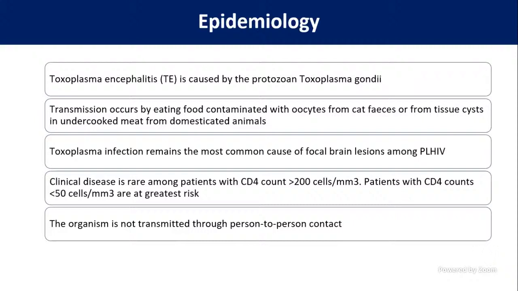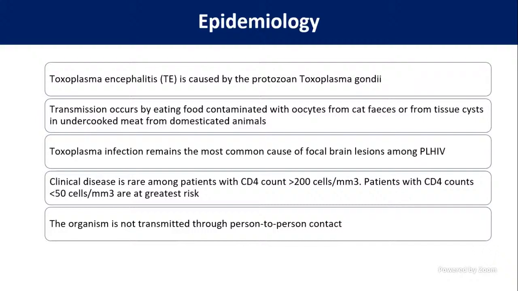It occurs by eating food contaminated with oocysts from cat feces, or from tissue cysts in undercooked meat from domesticated animals. So basically, it is a matter of food hygiene. It remains one of the most common causes of focal lesions in PLHIV after tuberculoma. I would put tuberculoma also very commonly seen in India. It is rare in patients with CD4 count more than 200, because you are initiating ART early in all patients, and you are also giving CPT prophylaxis below 350. So only patients with very low CD4 counts, less than 50, are at the greatest risk for developing toxoplasma, and it is not transmitted from person to person contact.